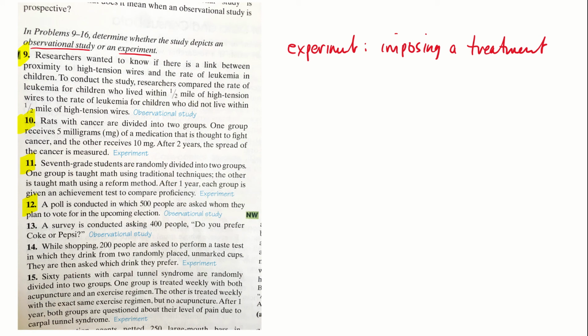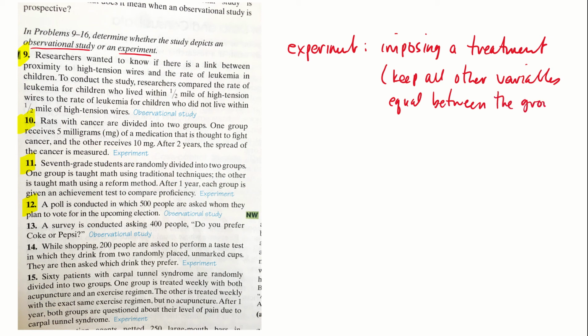Now, what your goal is in imposing a treatment in an experiment is you want to keep all other variables equal between the groups. Because if all the other variables are equal between the groups, then if there's a difference, you can say, oh, that difference is because of the treatment.